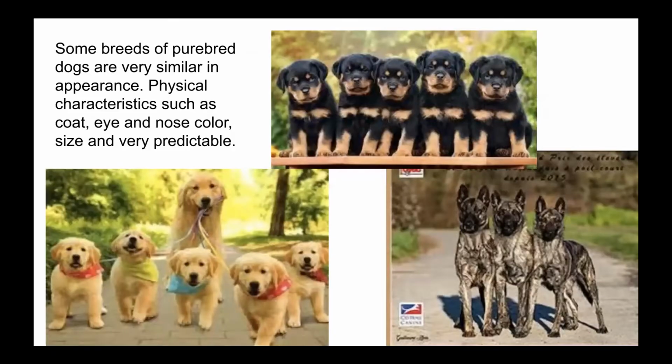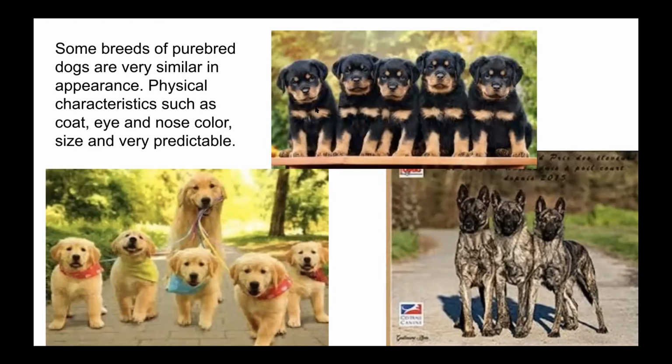Now, some breeds of purebred dogs are very similar in appearance. All those traits are inherited. So that coat color, so Dr. Roman's favorite, the golden retriever here, their floppy ears and sweet brown eyes, and black noses, but they all come in shades of gold.